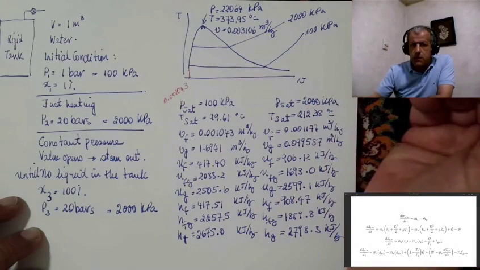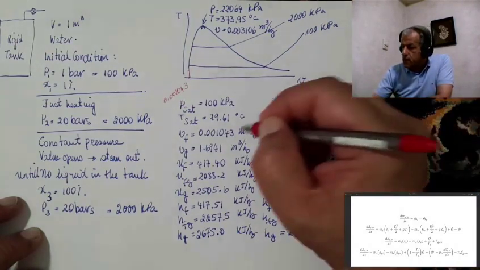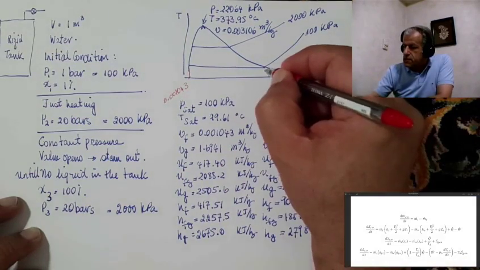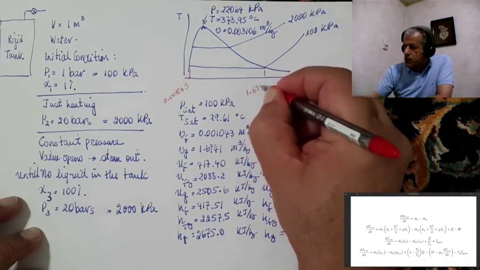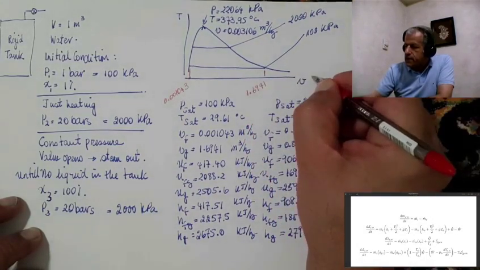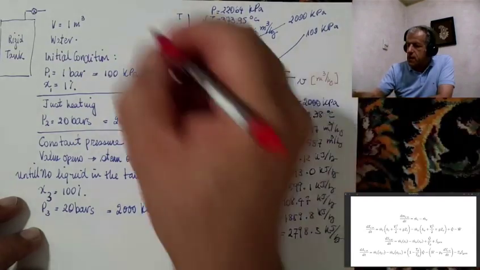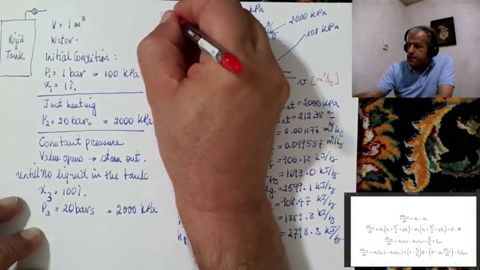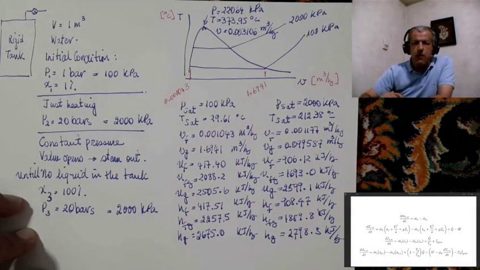0.001043. That's clearly what it is. And for Vg, it is 1.6941. And I write cubic meters per kilogram here and degrees C here, so that would be valid for all numbers that I put on my figure.